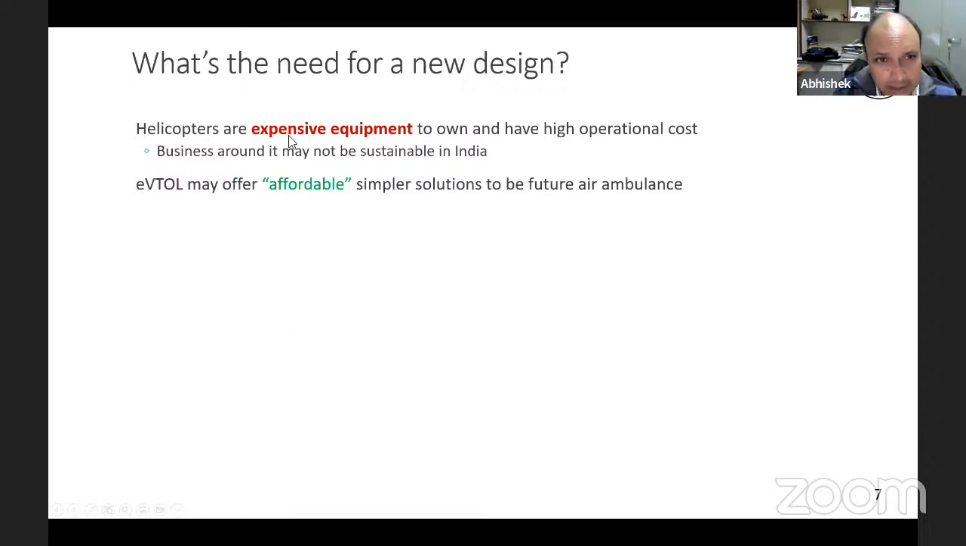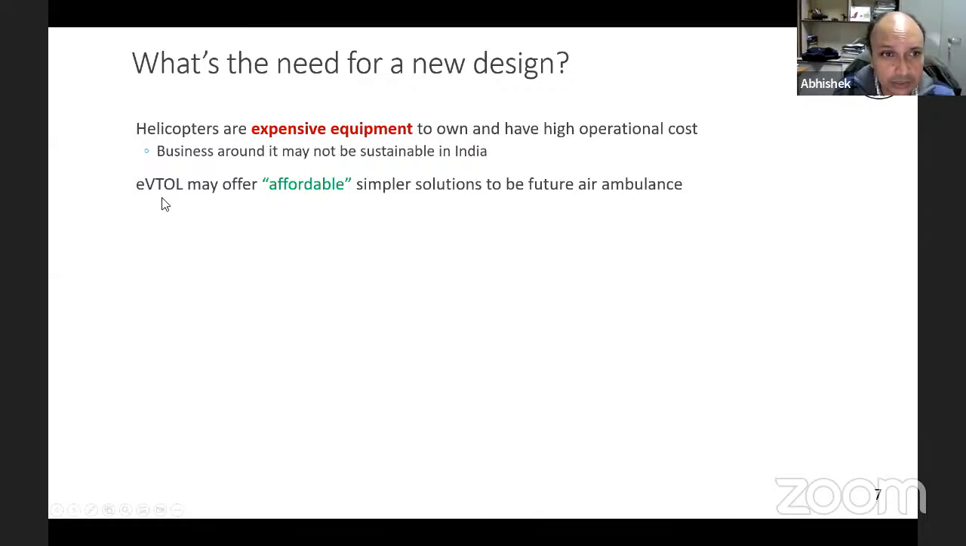The reason being that helicopters are very expensive equipment, both to own as well as to operate over longer periods of time. So it has high operational cost and high maintenance cost, and it is somewhat sustainable across the world because people in other places are able to afford it. But here right now, an air ambulance can probably only be afforded by rich people like cricketers, film stars, and so on. So how do we make it accessible to the common man, people like you and I?